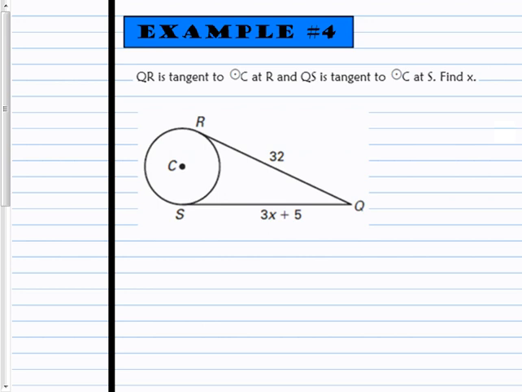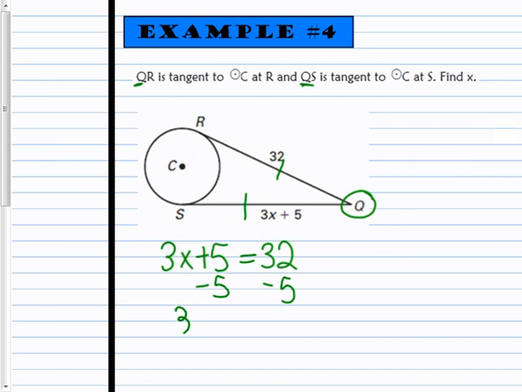QR is tangent to C at R, and QS is tangent to circle C at S. Find x. Notice they both have a common endpoint. They both start at Q. That means that they are congruent. So 3x plus 5 is equal to 32. When you solve for x, subtract 5 from both sides. We have 3x equals 27, so x equals 9. Simple as that, not too difficult.